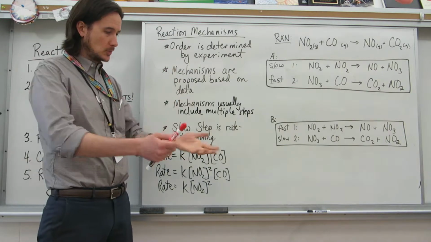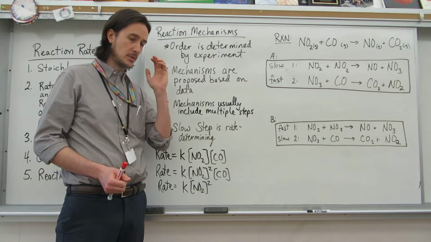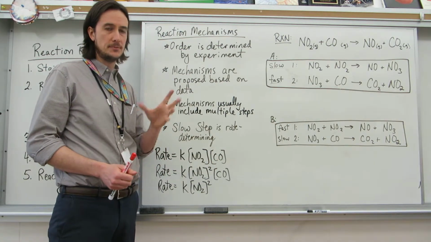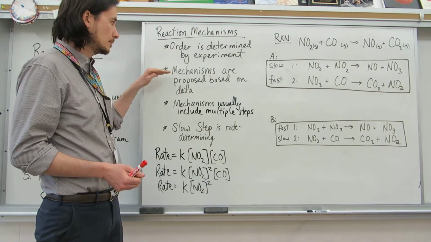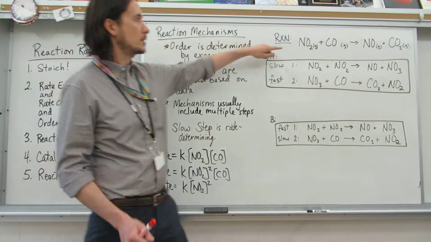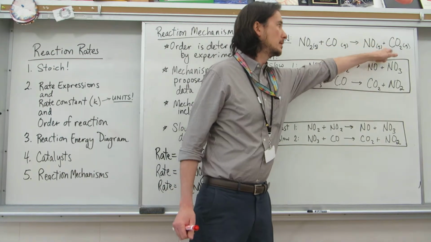So somebody goes into the lab, they vary the concentration of one reactant, they vary the concentration of the other reactant, and they figure out what the order is of each reactant. Okay, that's first. Then mechanisms are proposed, right? So order is determined by experiment. Here's a reaction. NO2 plus carbon monoxide yields NO and CO2.